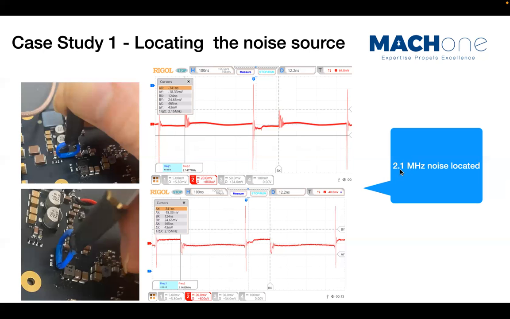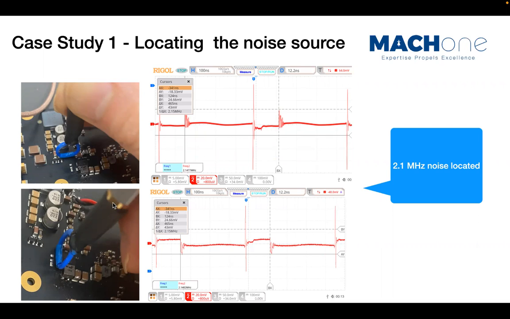Then I identify a 2.1 megahertz, right? So this 2.1 megahertz noise comes from a switch mode power supply circuit, which is here, as you can see here. You can see this is the inductor they use. This is a Würth shielded inductor part. This is the IC. So this very, very small switch mode power supply causes 2.1 megahertz noise issues.